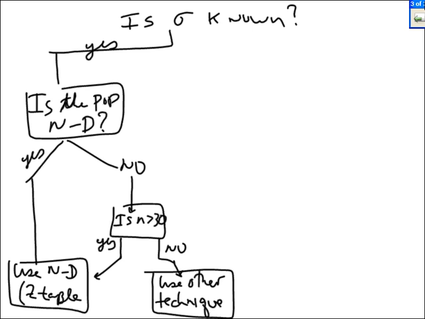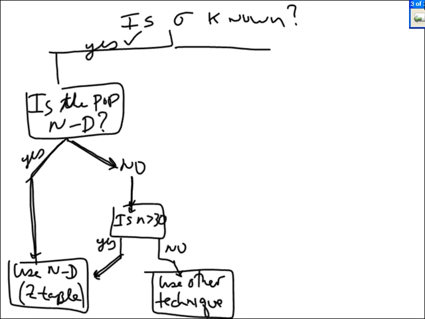So if sigma is known, yes, then you have to decide if it's normally distributed. If it is normally distributed, you just use the standard normal distribution techniques. If it is not normally distributed, don't worry so much. If n is bigger than 30, you use normal distribution techniques. If n is not bigger than 30, you say you can't be done, beyond the scope of the book.